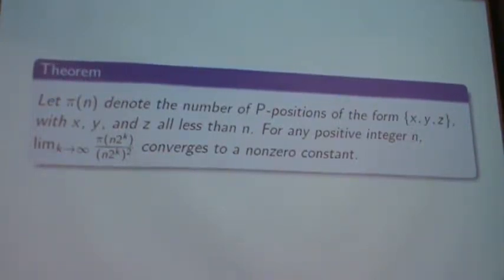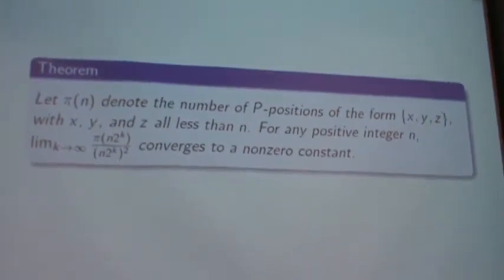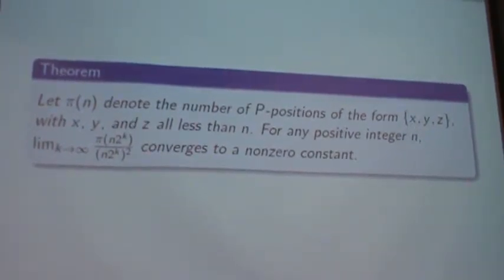So this is kind of going to be, if you imagine a three-dimensional graph of your p positions, everything that lies in the n by n cube near the origin. How many p positions are in there?